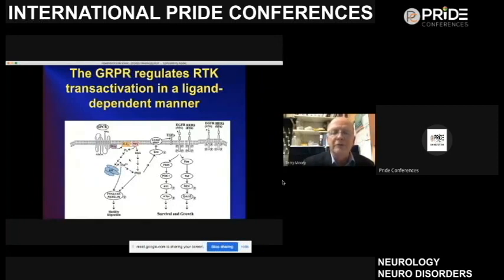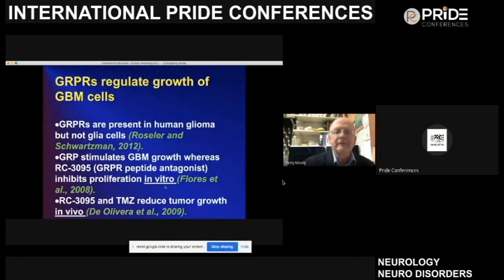The remarkable thing about this process is how rapid it is. We add bombesin to lung cancer cells, we get phosphorylated EGF receptor, and then several minutes later, we see phosphorylated ERK. So the glioblastoma cells, the GRP receptors are present in gliomas, but not glial cells. GRP stimulates the growth of the cells, and the GRP receptor antagonist inhibits proliferation in vitro. And then in vivo, the GRP receptor antagonist decreases tumor growth.